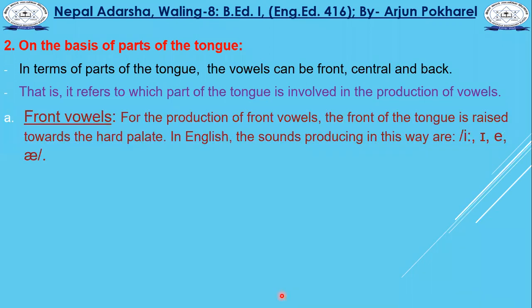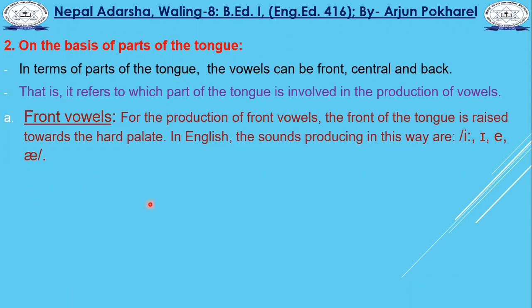Now we will describe these three different types of vowels briefly. The most important thing is which vowels come under front vowels. You have to describe them and give examples. For the production of front vowels, what happens? The front of the tongue is raised towards the hard palate.